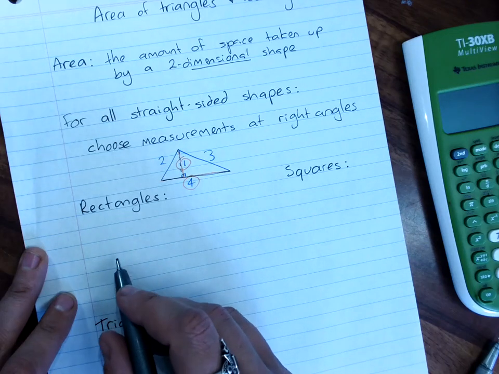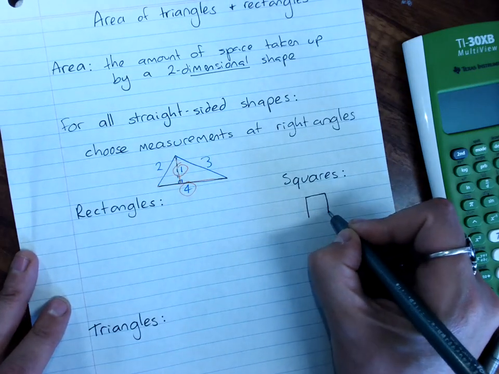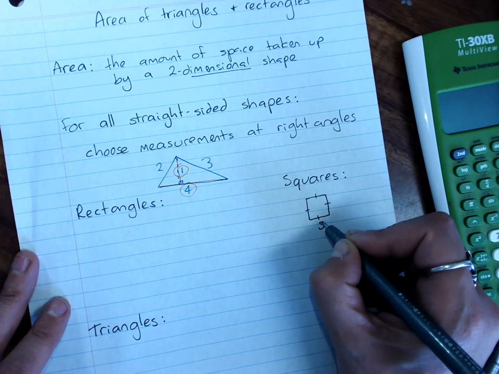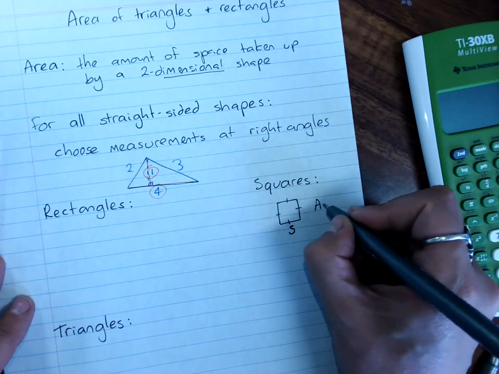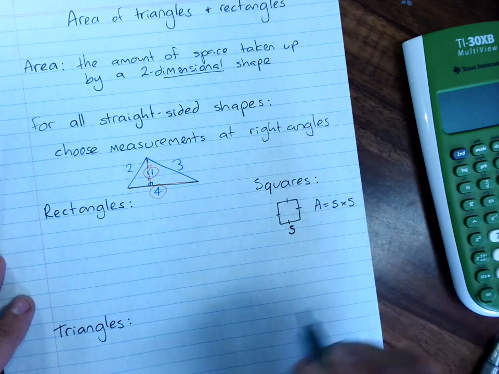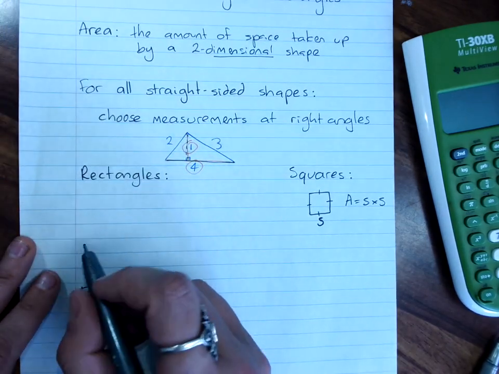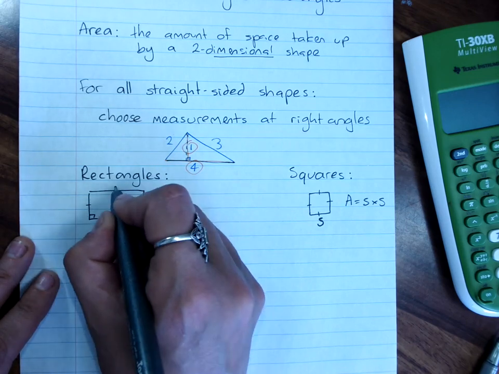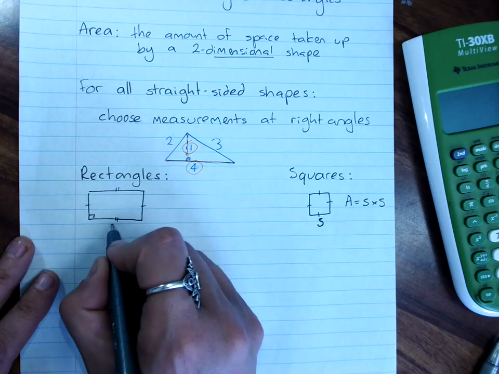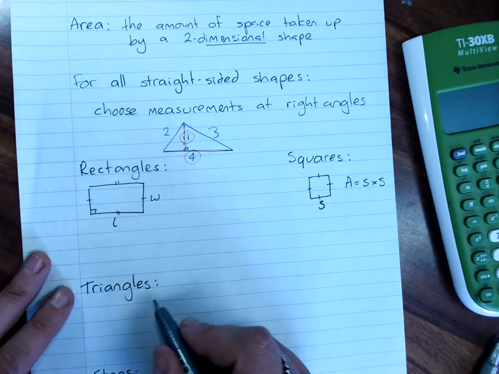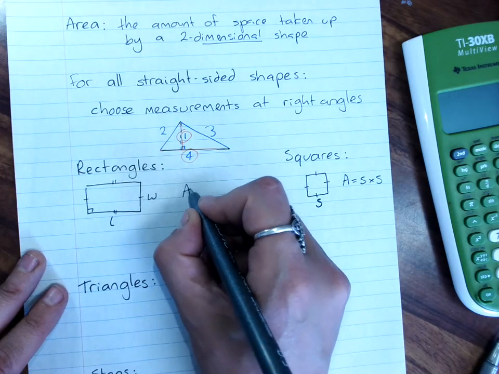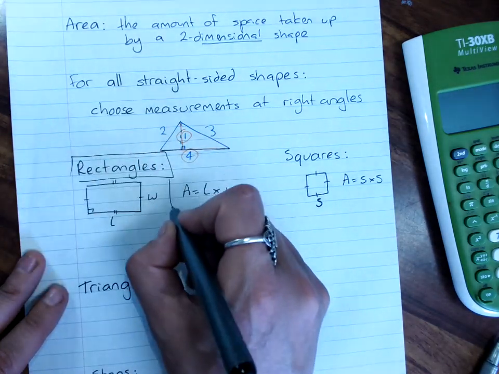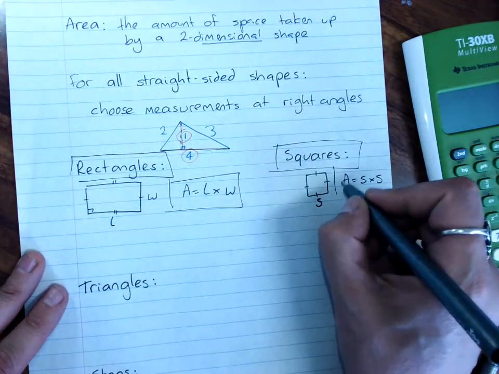So, for a square, its two sides are going to be the same. We could call it length, or we could call it S for side. That's not a 5, that's an S. And the area is side times side, or side squared. For rectangles, the sides are the length and the width. Doesn't really matter which one is which. And we need to do area is length times width. So that's the formula for a rectangle for area and the formula for a square for area.